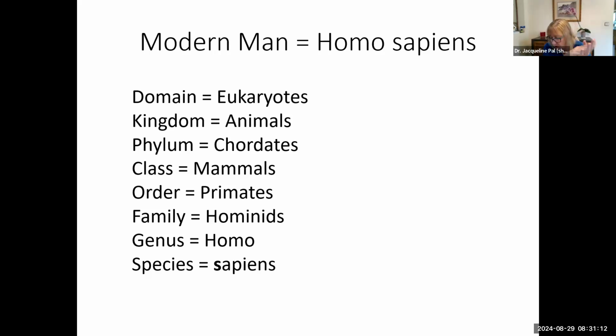We are of the order primates, which just means we are one of the great apes, along with chimpanzees and gorillas and orangutans. Okay. We're of the family hominids. And our genus is Homo sapiens. Homo sapiens just means modern man.